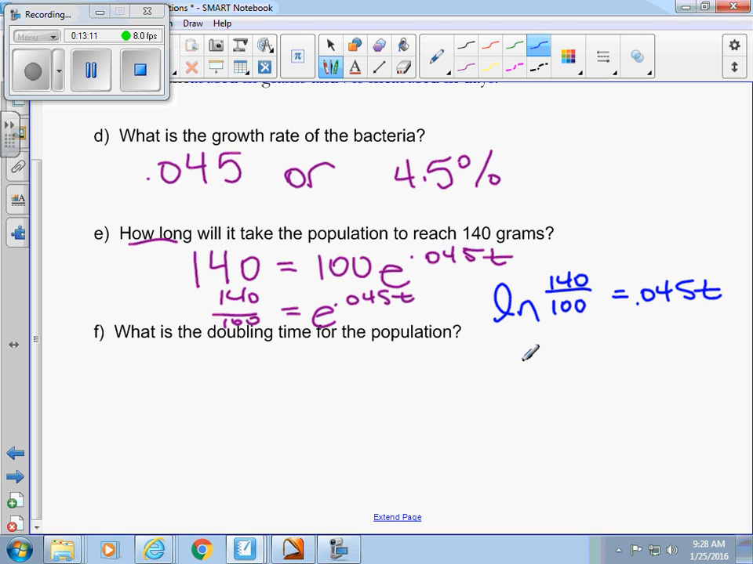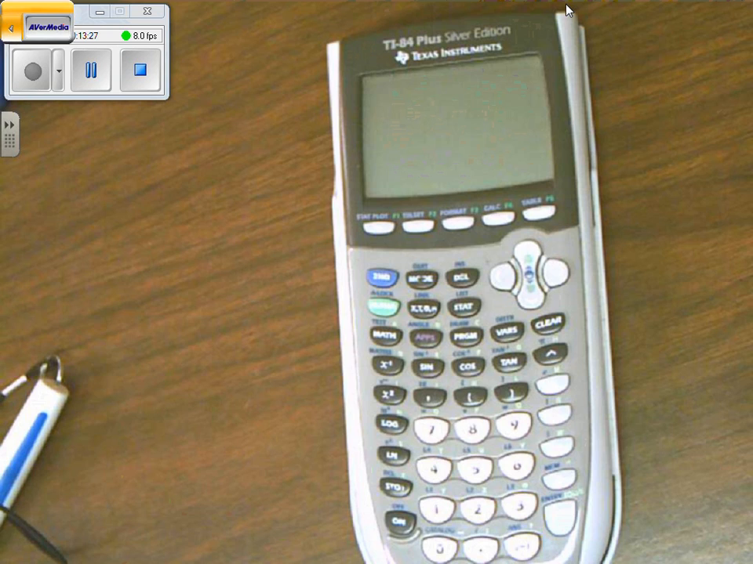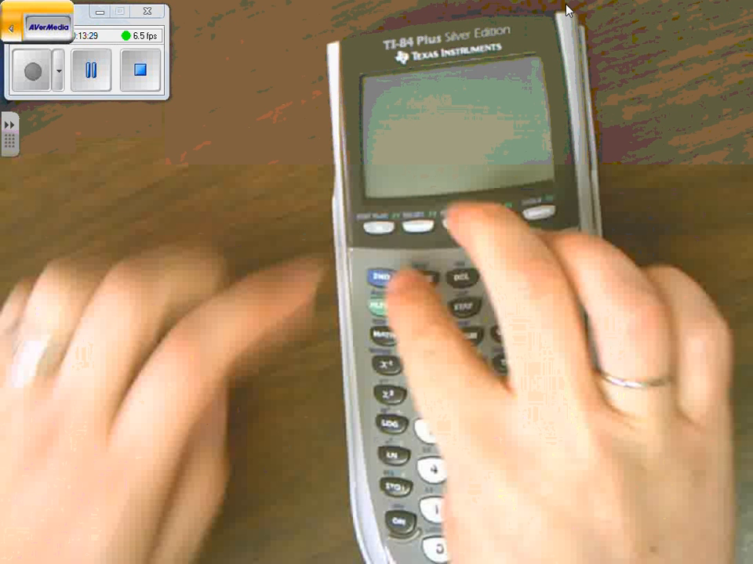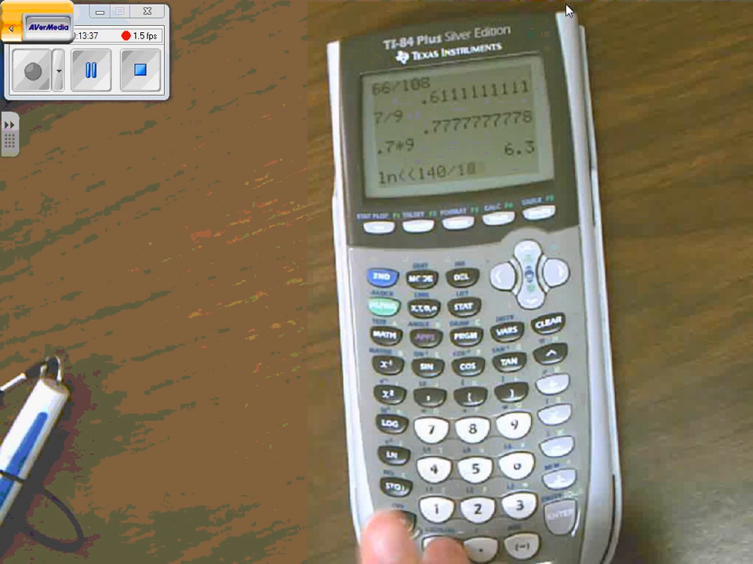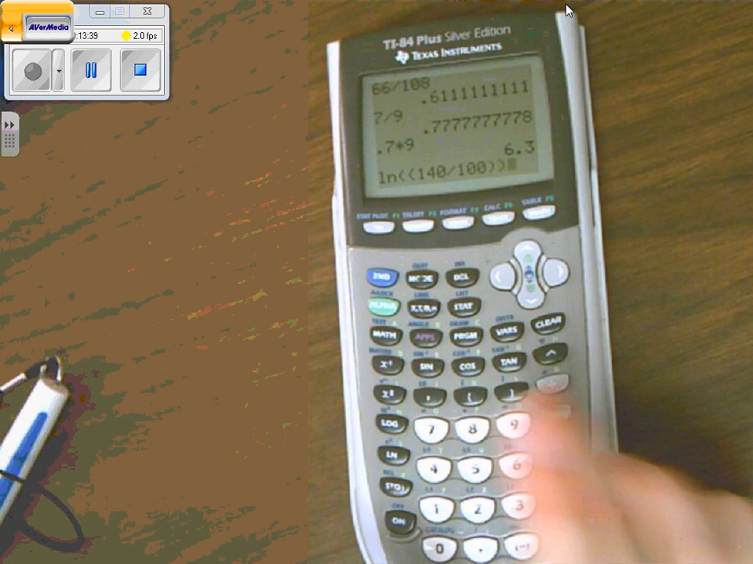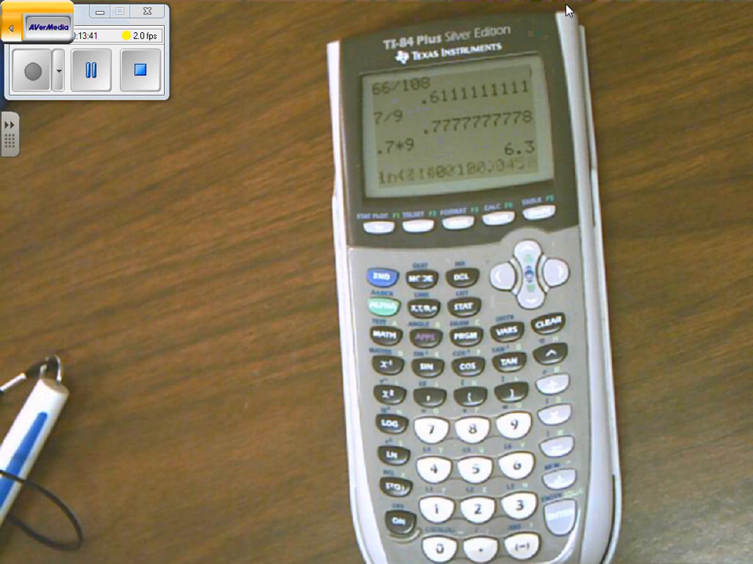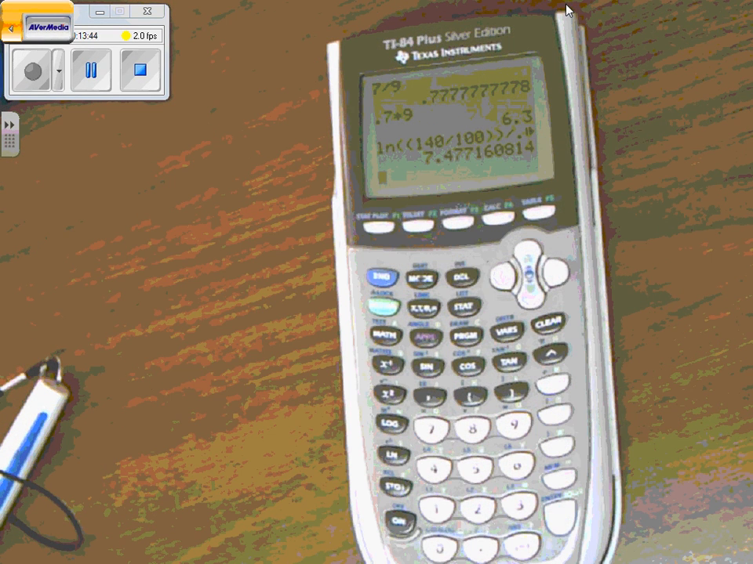Get t by itself, so divide by the 0.045, so I get natural log of 140 over 100 divided by 0.045. Second option, and I'll go ahead and type that in, so show you how to type that in. Natural log is the ln button, 140 over 100, divide by 0.045. 7.477 is what you get by hand.